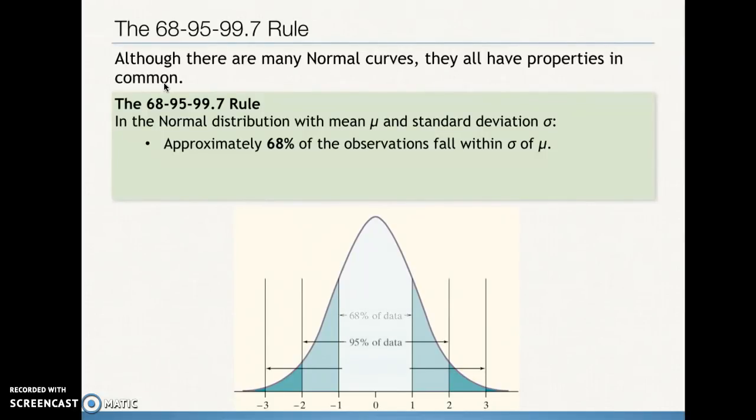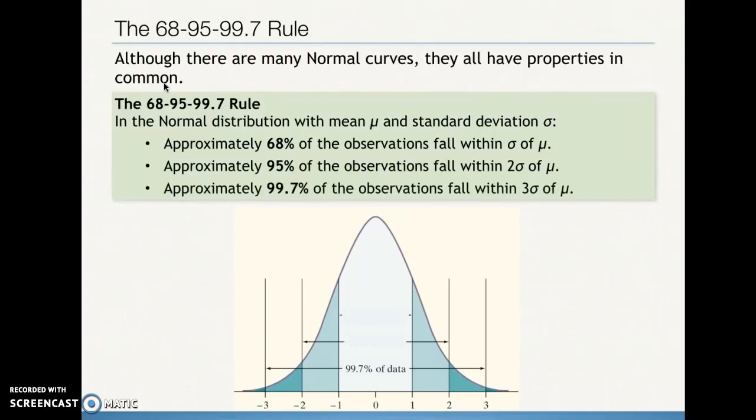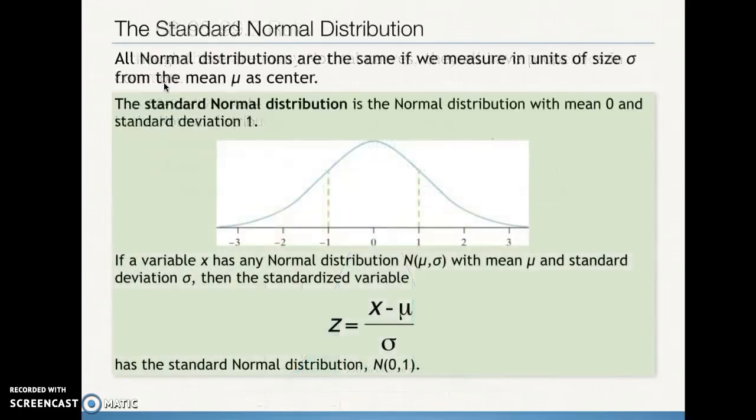The 95 means 95% of the data falls within 2 standard deviations of the mean, and the 99.7 is 3 standard deviations within the mean will encompass 99.7% of the data. So we still see that there are some extreme values both on the left and on the right, but those are outside that 3 standard deviation area, so they are pretty unusual values in our distribution.